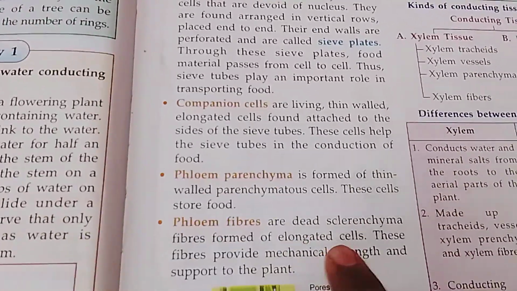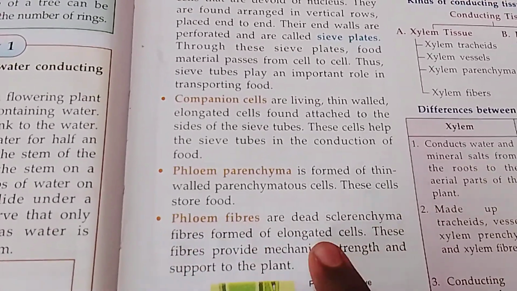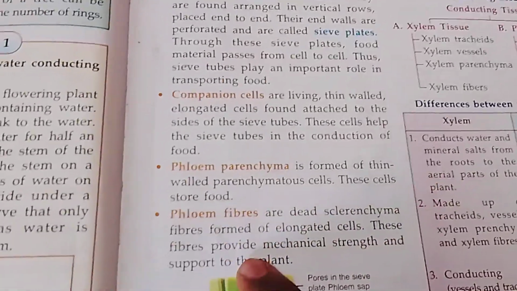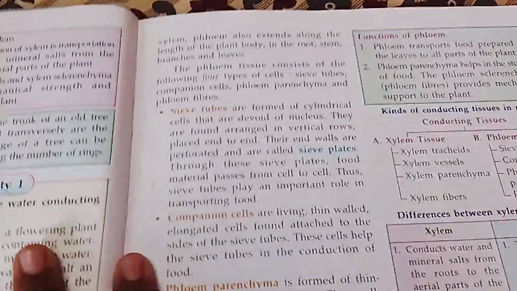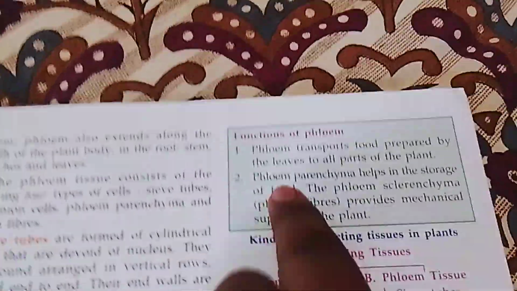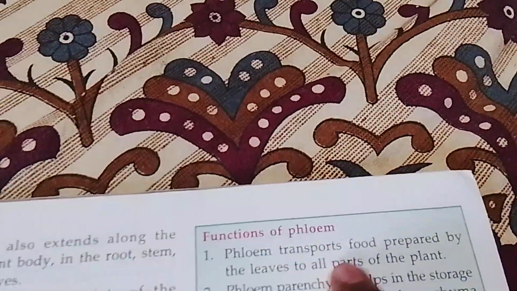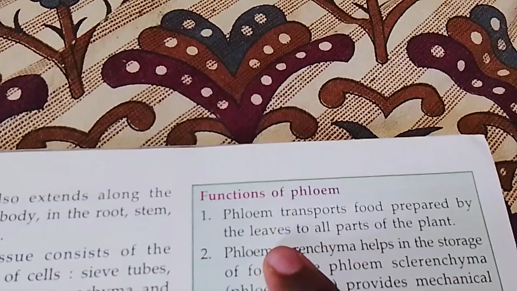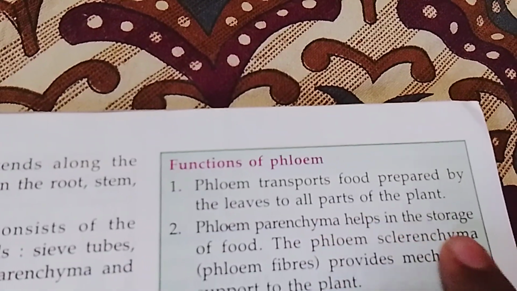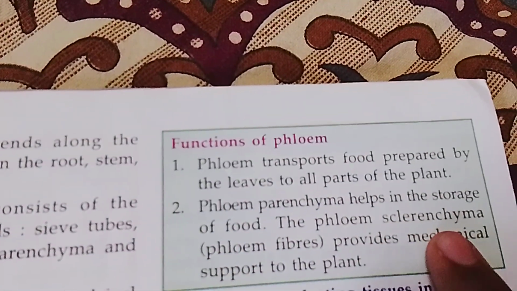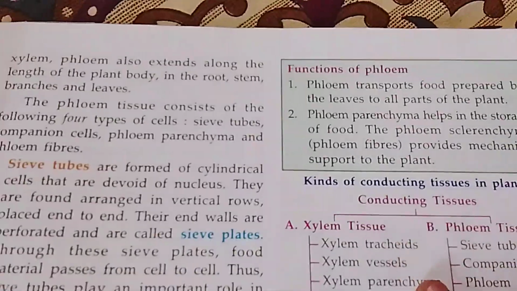Phloem fibers, or sclerenchyma fibers, are formed of elongated cells. These fibers provide mechanical strength and support to the plant. Function of phloem. Phloem transports food prepared by the leaves to all parts of the plant. Phloem parenchyma helps in the storage of food. The phloem fibers provide mechanical support to the plant.